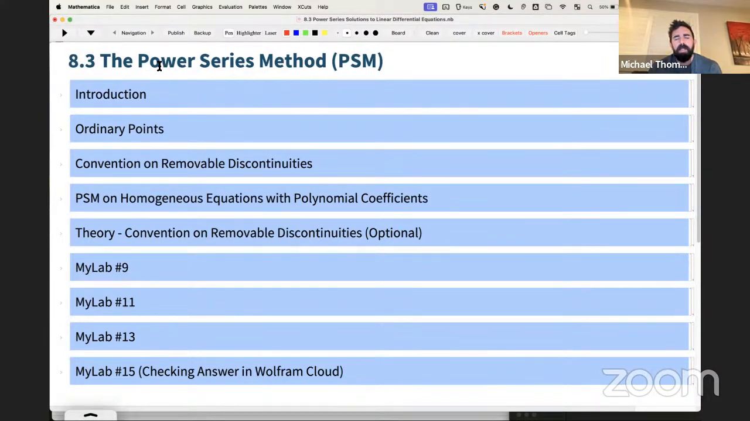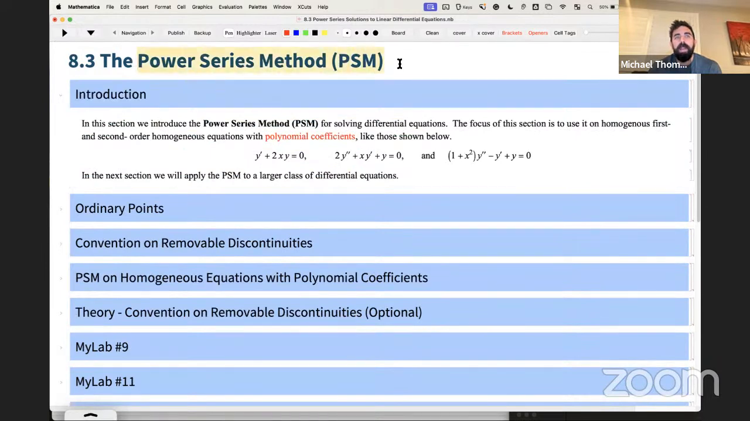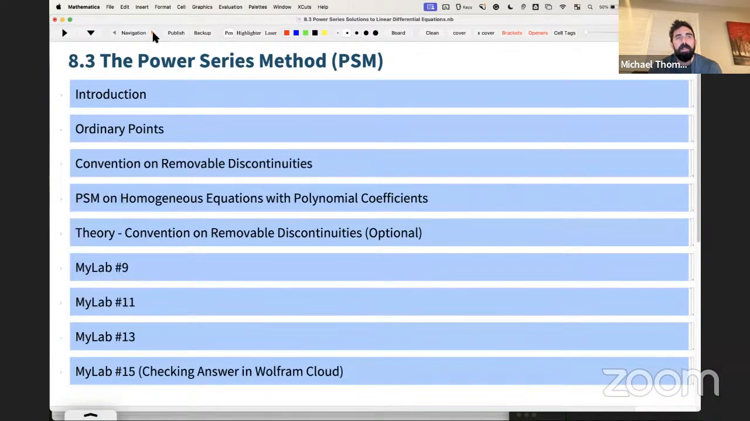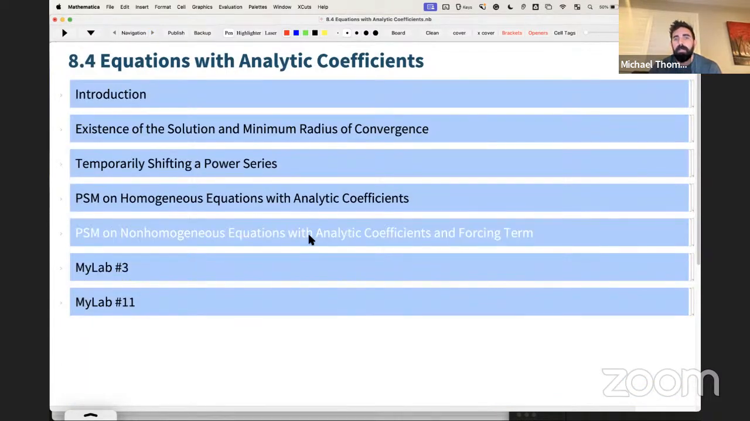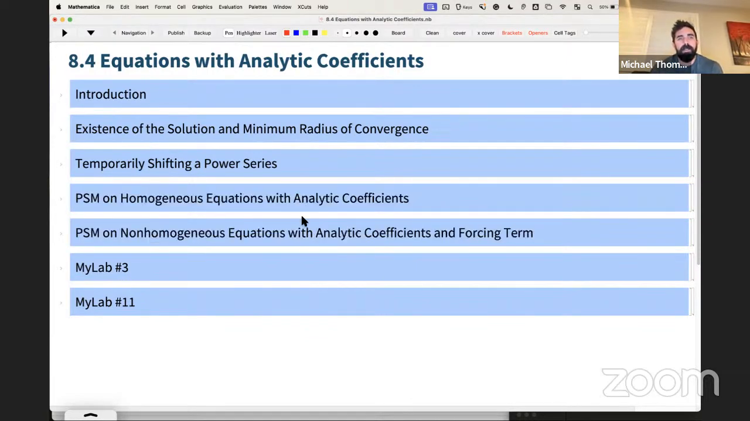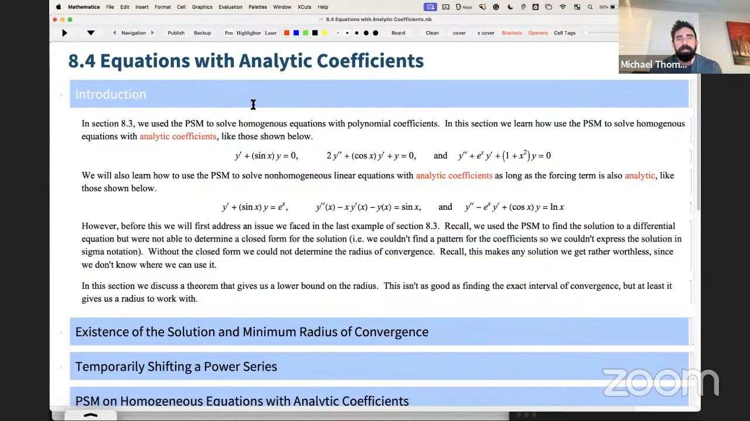There's one extra thing we're going to talk about, but the focus of the power series method, what we used it on in section 8.3, was homogeneous first and second order equations with polynomial coefficients, right? Polynomials right there. So it turns out you can use it for analytic coefficients too. So we're going to talk mostly about that. We can also include a forcing term on the right side of the equation, but that also has to be analytic, and we'll get to that shortly. But first, we're going to talk about something else.